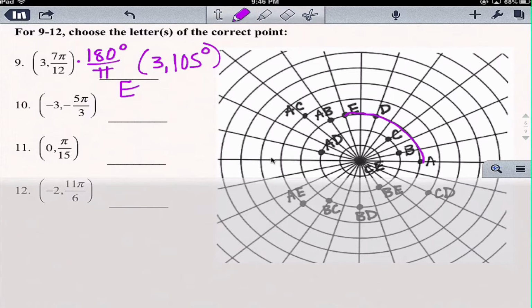Key thing to remember, positive angles we go counterclockwise, negative angles we go clockwise. I can always make something positive by adding 360 onto it. If we have a negative radius, we start by going to the left.